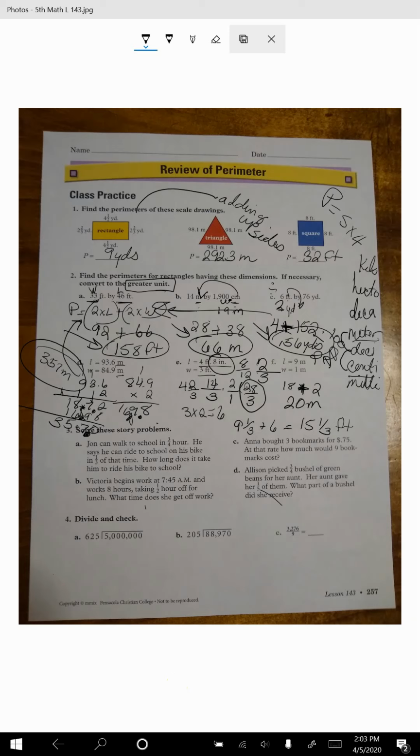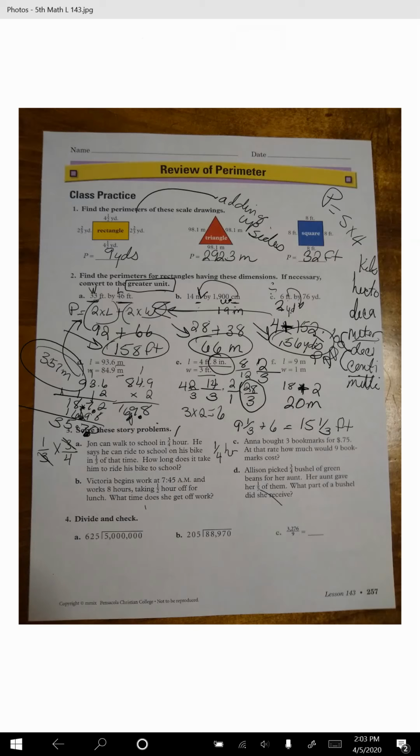Okay. John can walk to school in 3/4 of an hour. He says he can ride to school on his bike in 1/3 of that time. How long does it take him to ride to school on his bike? Well, let's figure out what 1/3 of, what's of mean? 3/4. And this cross cancels. So that means he can ride to school in 1/4 of an hour.